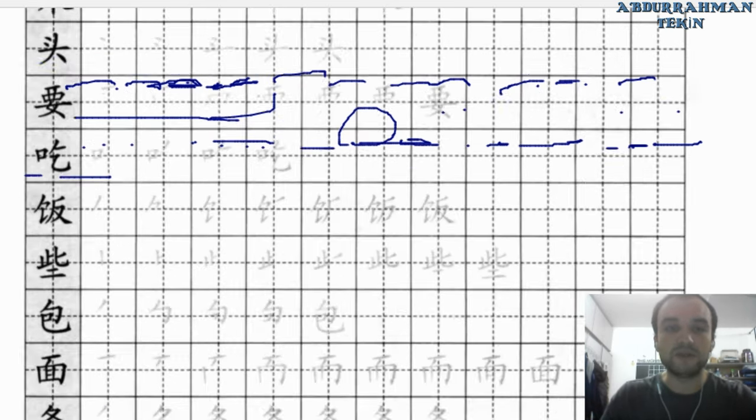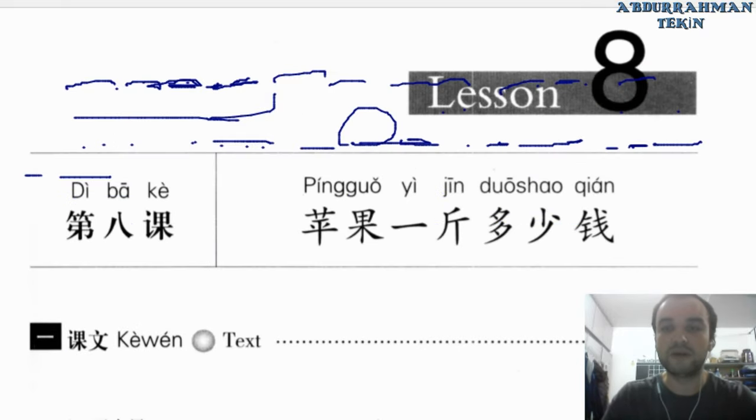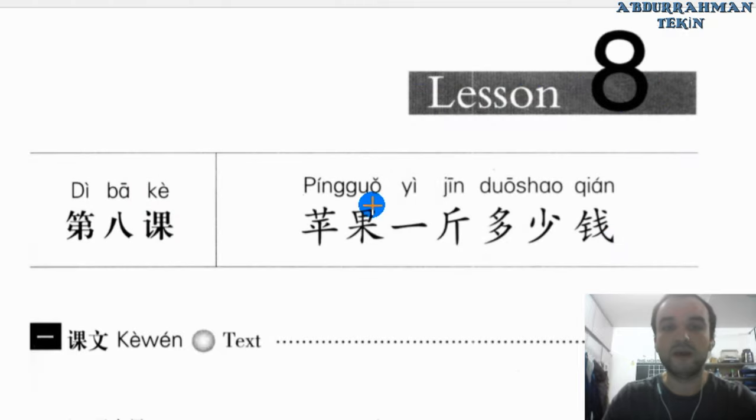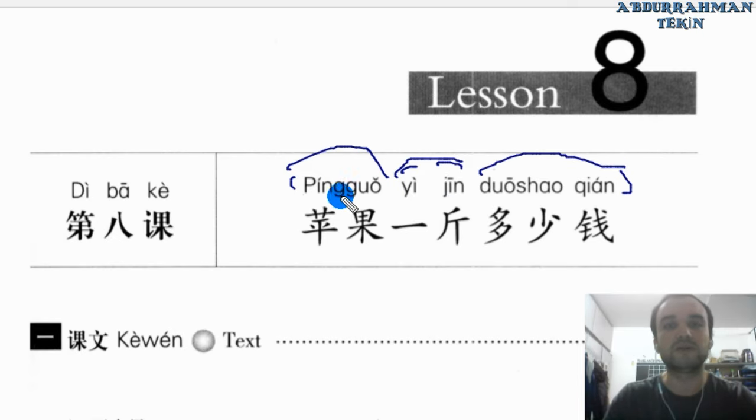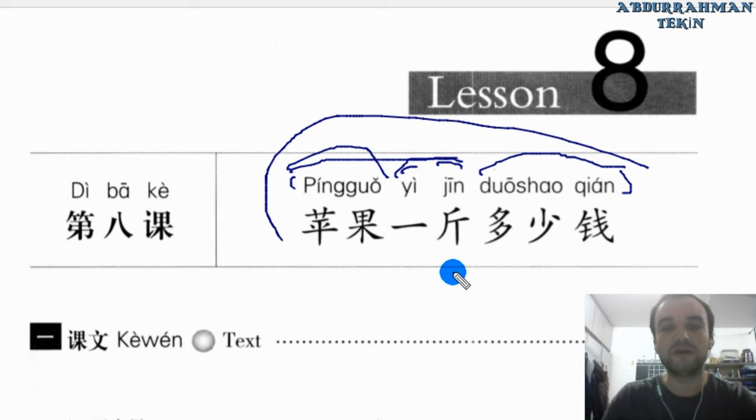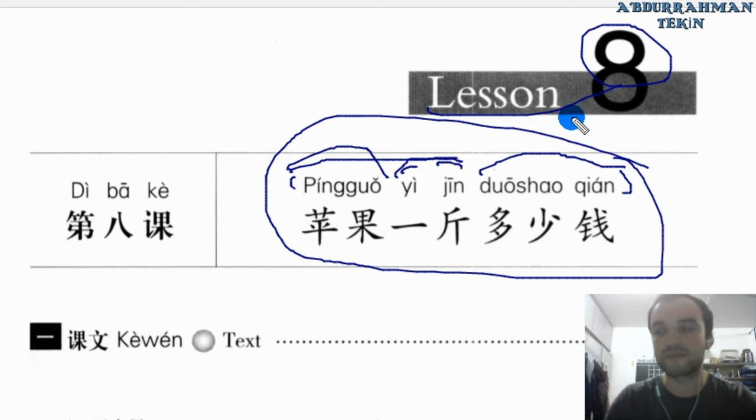Okay guys, we finished this unit, and in the next video we will study lesson 8, and in this lesson our topic sentence is 苹果一斤多少钱. 苹果 means apple, 一 means one, 斤 means half a kilogram, so you can think 500 gram. 多少钱, how much. So 500 gram of apple, how much. After lesson 8, you can go shopping in China. See you guys, thanks for watching.